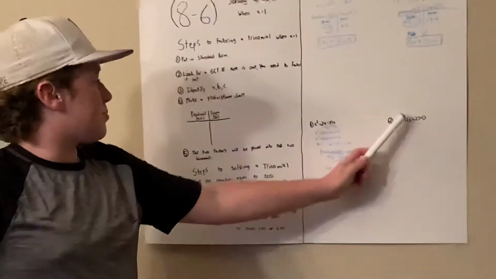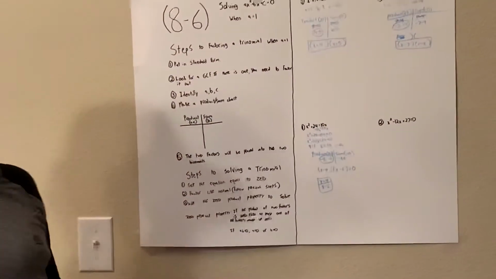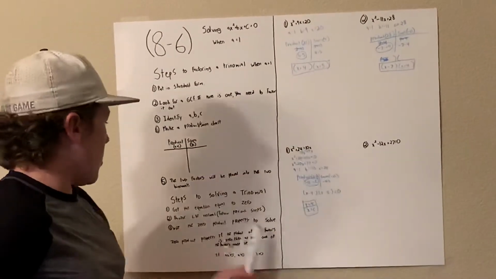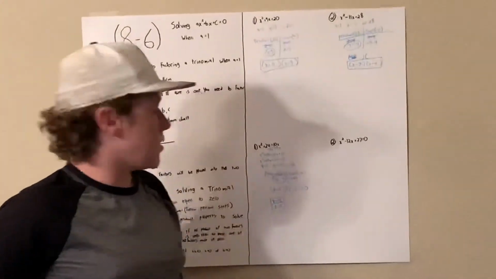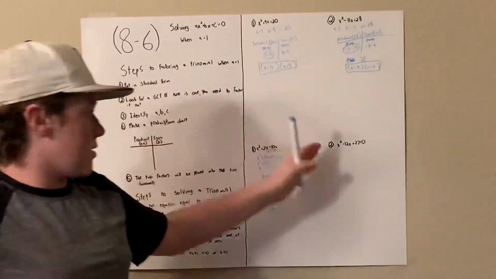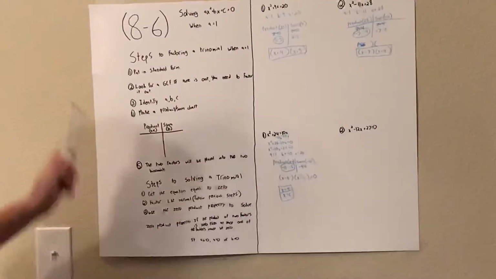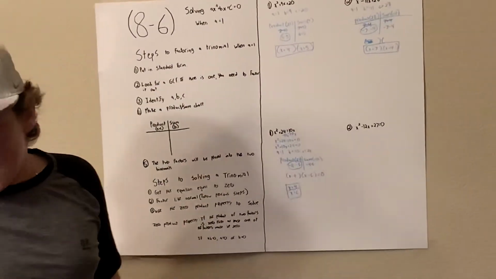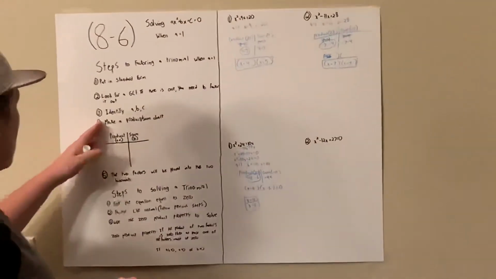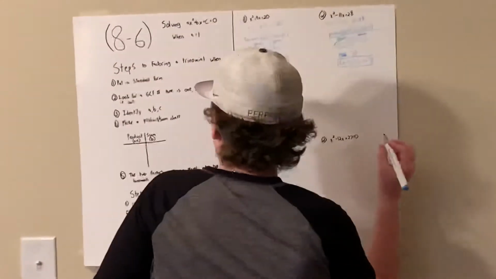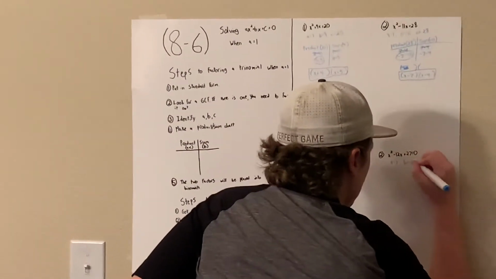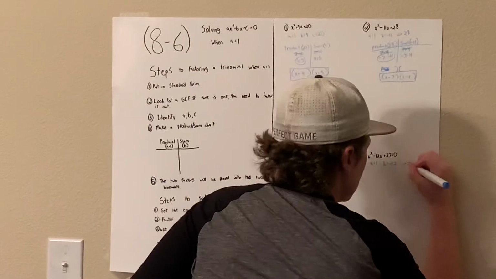So, next problem for steps to solving a trinomial. So, step 1, get the equation equal to 0. It is already equal to 0. Step 2, factor like normal. So, put it in standard form. Already in standard form. Step 3, look for a GCF. There is no GCF in the problem. So, identify A, B, and C. A equals 1, B equals negative 12, C equals 27.